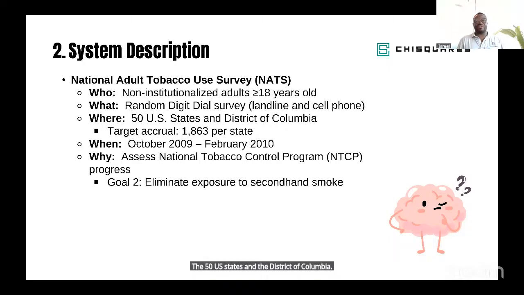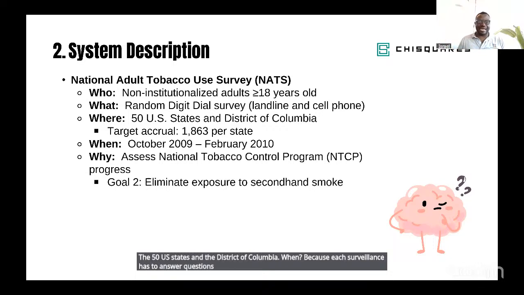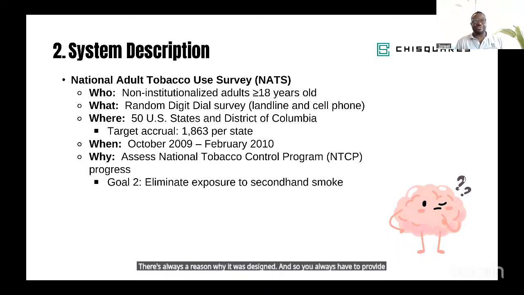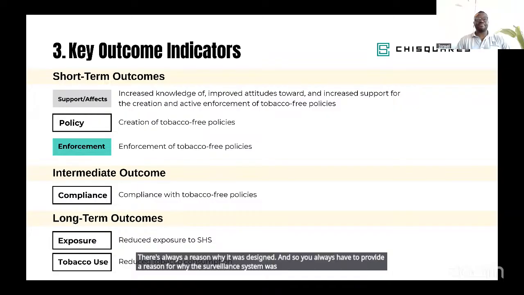When, of course, each surveillance system has to answer questions of person, place, and time. So you have to describe the when for each wave as might be appropriate. And of course, the why. You don't just wake up and design a surveillance system. There is always a reason why it was designed. And so you always have to provide a reason for why the surveillance system was put into place.